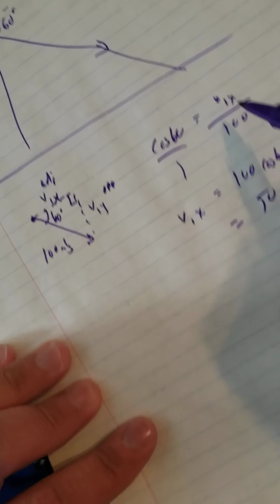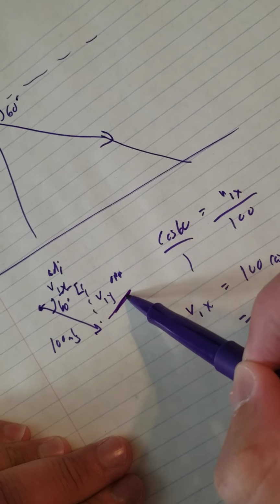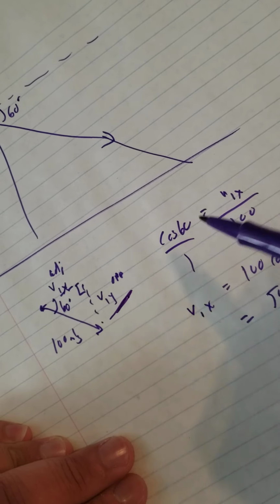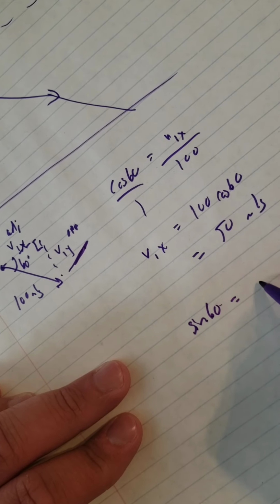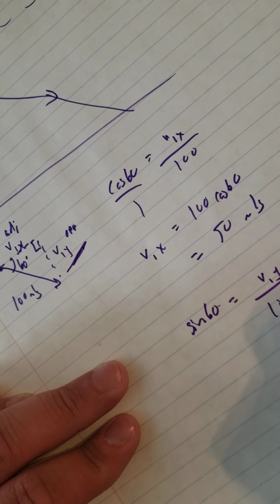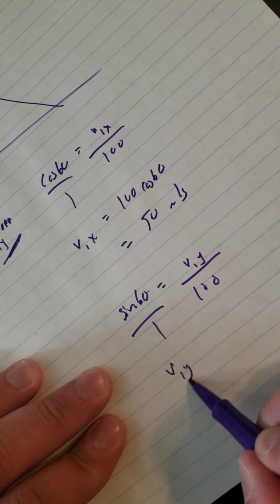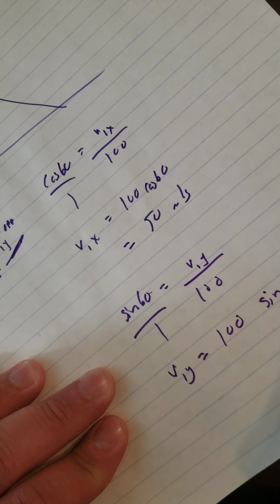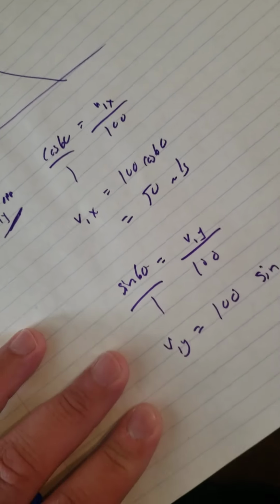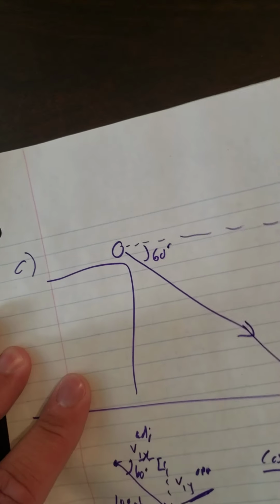Now when I look at my vertical component here, I'm going to be looking for the opposite side. So opposite with hypotenuse will be sine again. So sine 60 equals opposite, so v1y over 100. Write this over 1 and cross multiply again. So v1y is 100 sine 60. Okay, I'm going to come back to this for a second. So that numerically would give me 86.7. But think about this in the context of my problem.